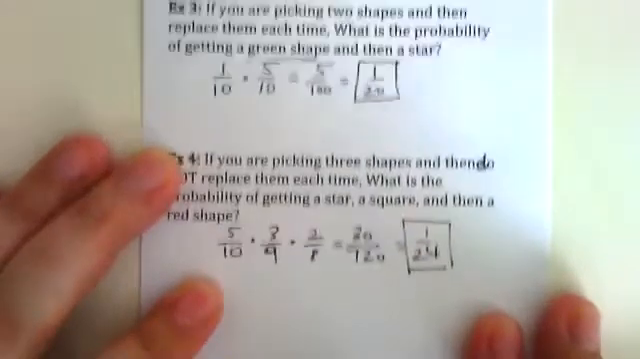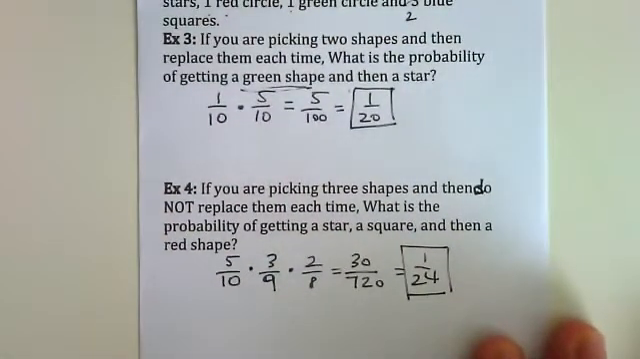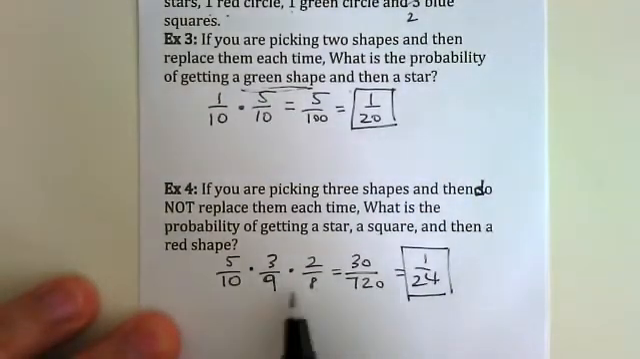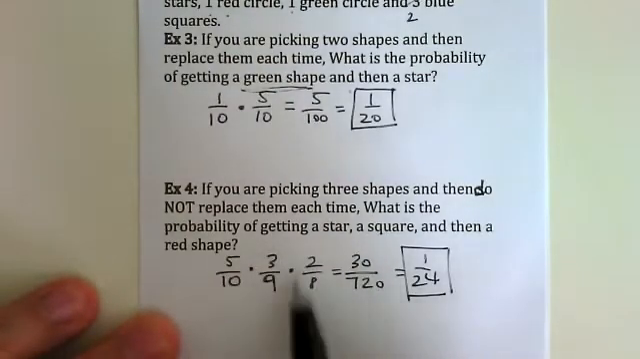Okay, so biggest thing from today, independent events, you're just multiplying straight across, just find each individual probability, multiply them. For dependent events, you have to make sure that you're watching the total and you're going down each time that you need to. Okay, so you're taking one away. So here I took away the star, then I took away a square, then I took away a red shape.